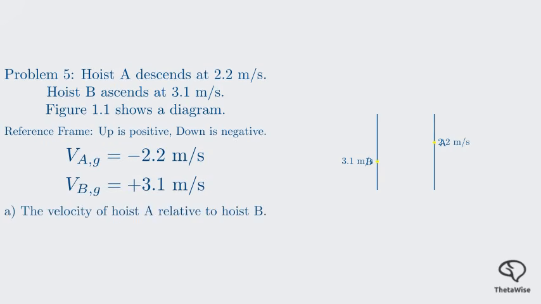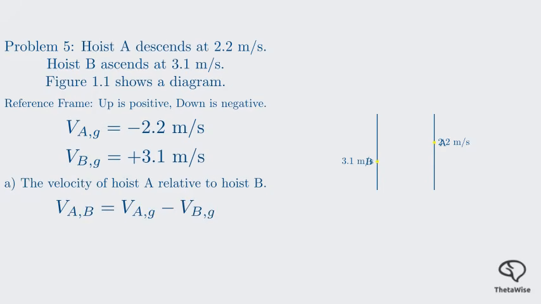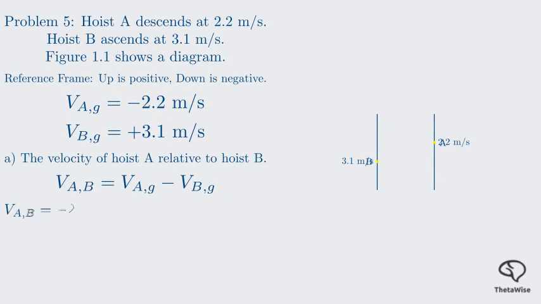Part A asks for the velocity of hoist A relative to hoist B. The formula is V of AB equals V of AG minus V of BG. Substituting the values, we get V of AB equals negative 2.2 minus positive 3.1, which results in negative 5.3 meters per second. From hoist B's point of view, hoist A is approaching it from above at a speed of 5.3 meters per second. The negative sign confirms the downward relative motion.